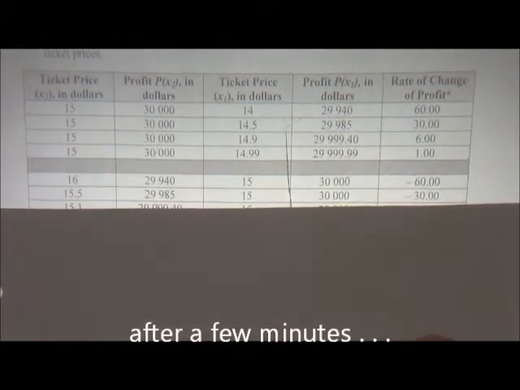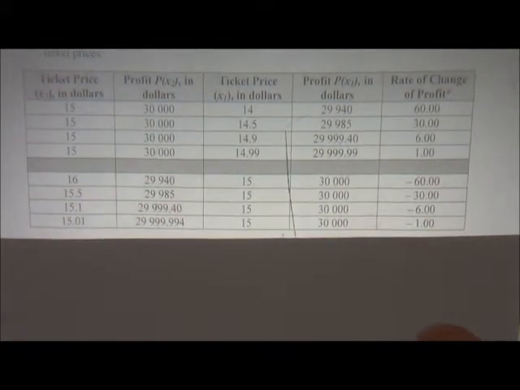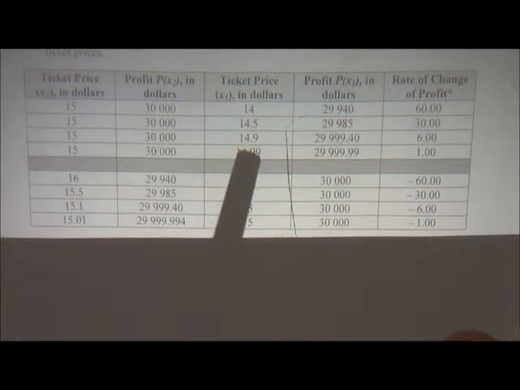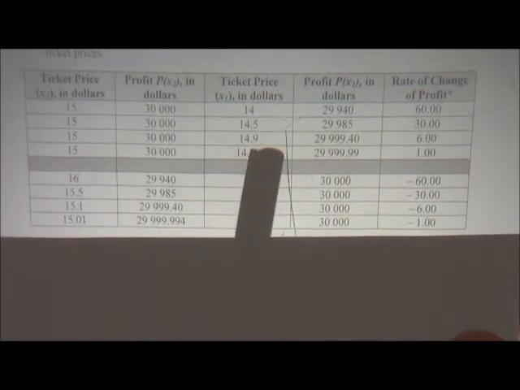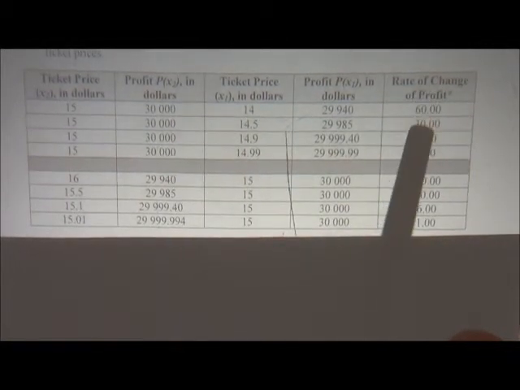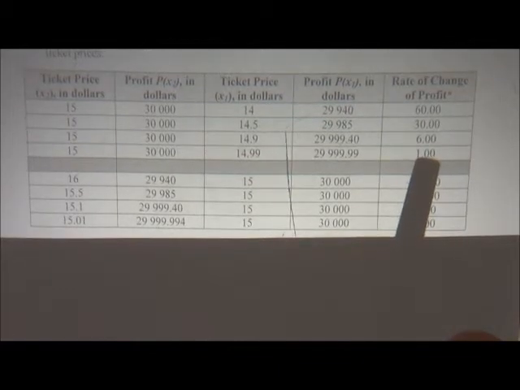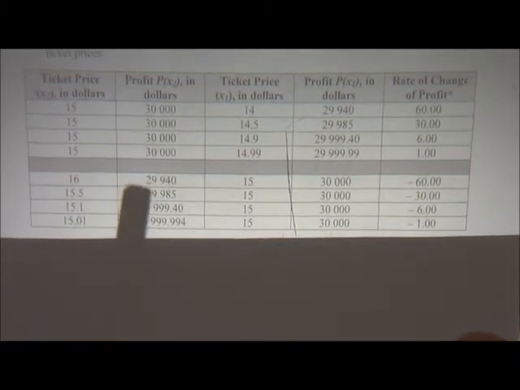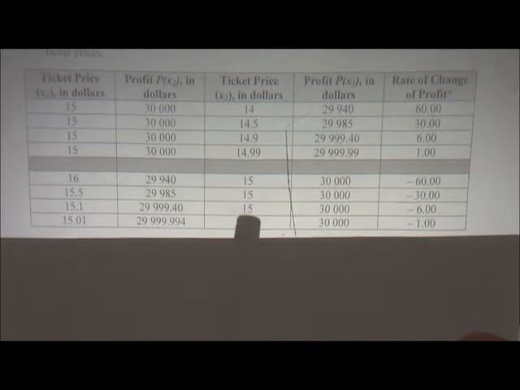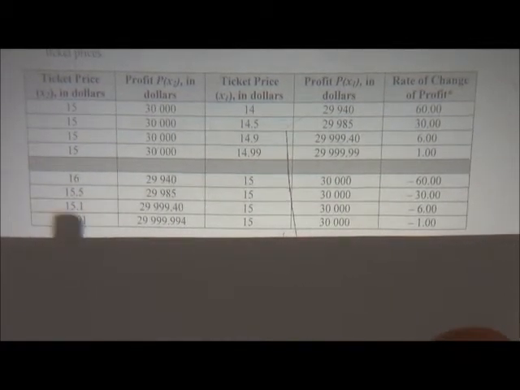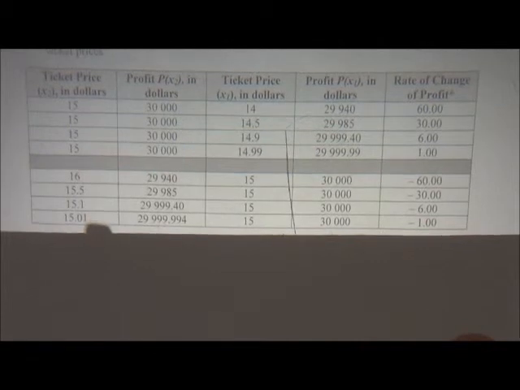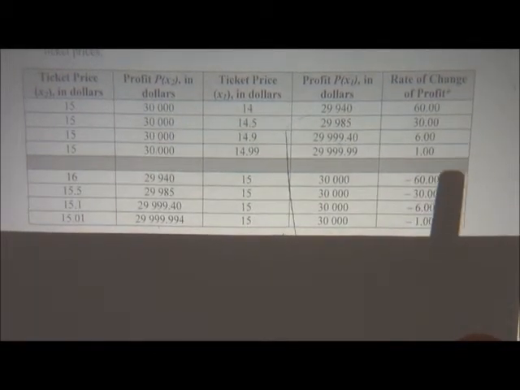Okay, so we see that we have the preceding interval, as we approach the ticket price of $15, we go from 14 up to $14.99, and the rate of change of profit goes from $60 all the way down to $1. And then in the following interval, we have the ticket price of $15 that stays constant, and the following interval starts at $16 and decreases down to $15.01, and the rate of change of profit goes from negative $60 down to negative $1.